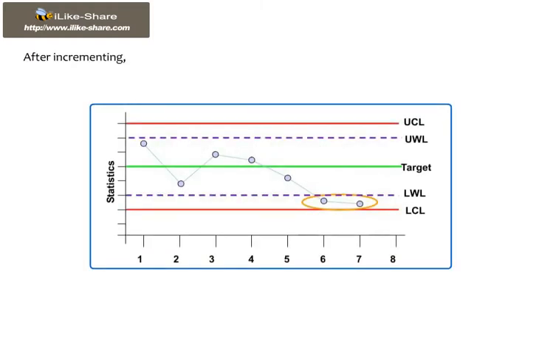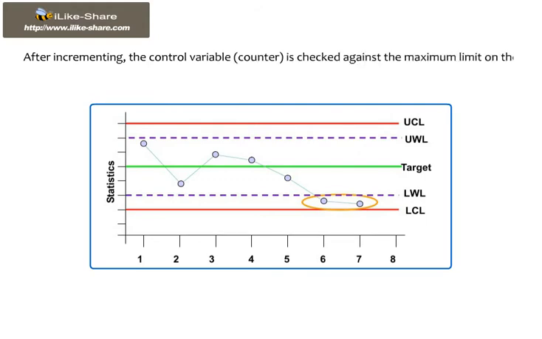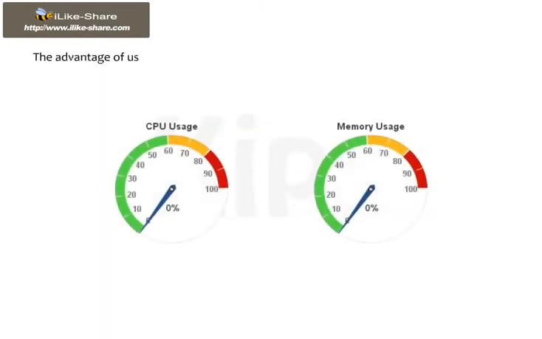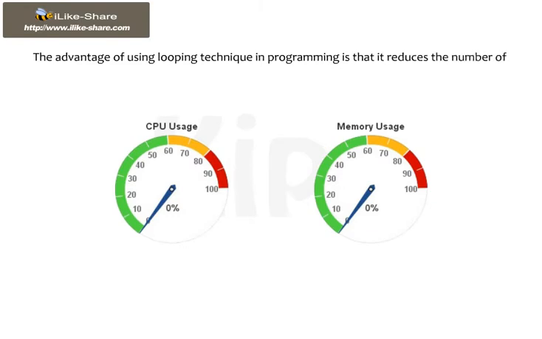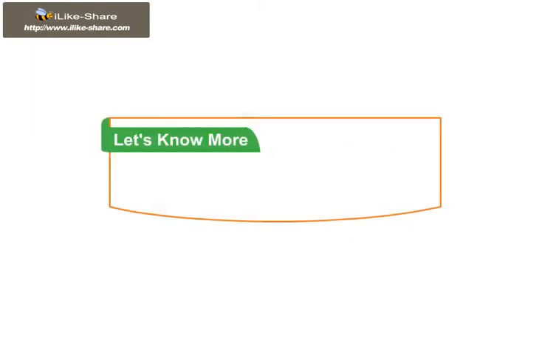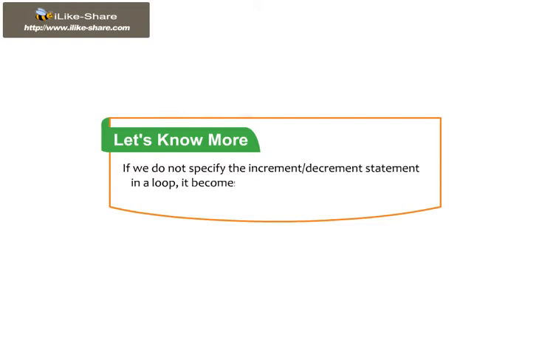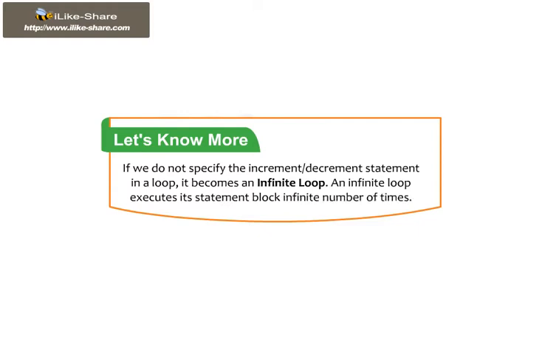After incrementing, the control variable counter is checked against the maximum limit on the number of the repetitions required. The advantage of using looping technique in programming is that it reduces the number of instructions and also the memory space. Students, let's know more. If we do not specify the increment or decrement statement in a loop, it becomes an infinite loop. An infinite loop executes a statement block infinite number of times.